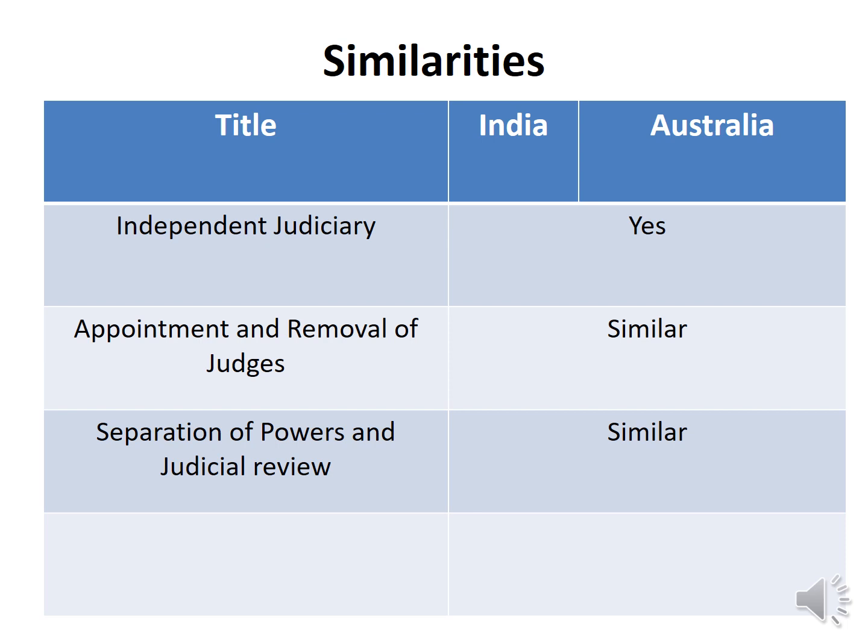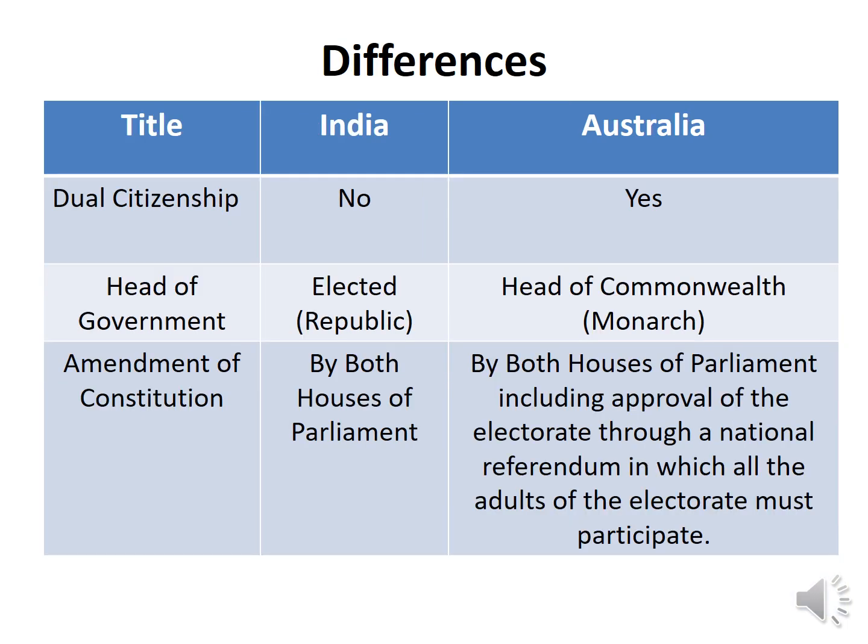So these are similarities. As you can see, Australian constitution is very much similar to Indian constitution, because many of the features are similar in India and Australia, but there are some features which are different. We'll study those differences now. So dual citizenship in Australia, you can hold Australian citizenship plus other country citizenship if that country allows dual citizenship. But in India, if a citizen holds Indian citizenship, they cannot hold other country citizenship, otherwise the Indian citizenship will stand cancelled.